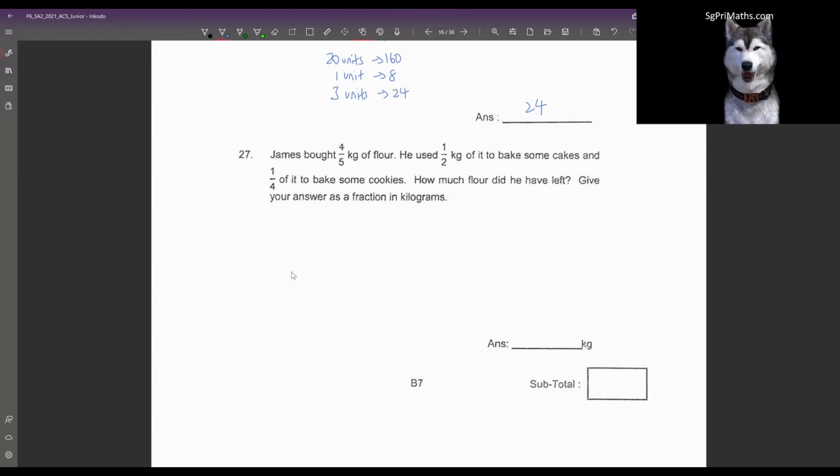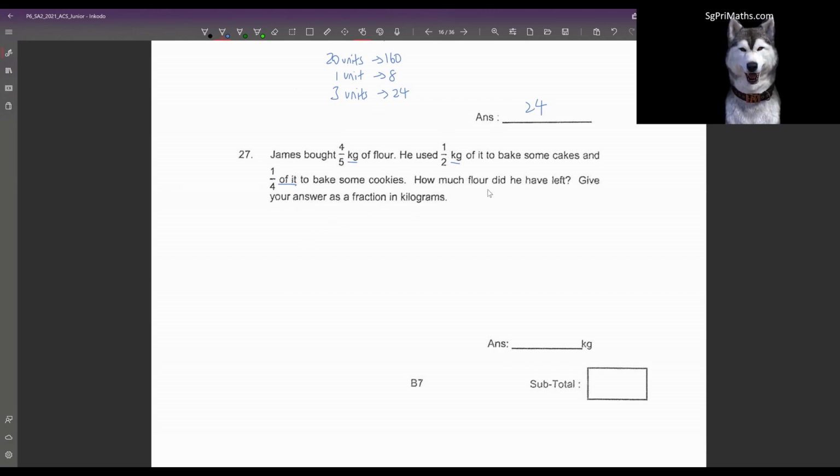Question 27. James bought 4/5 kg of flour. He used half kg of it to bake some cakes and 1/4 of it to bake some cookies. How much flour did he have left? Give your answer as a fraction in kilograms. To take note, the fraction here is in kg, and this one is without kg, just of it.